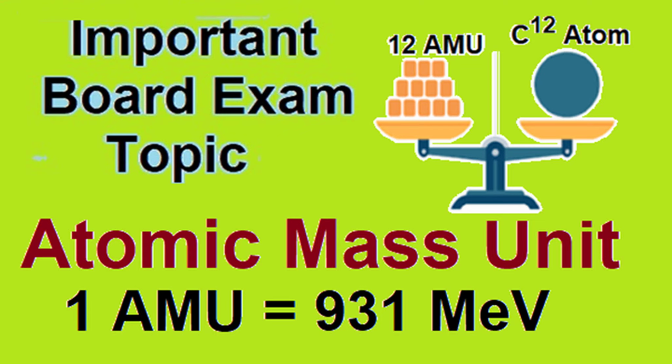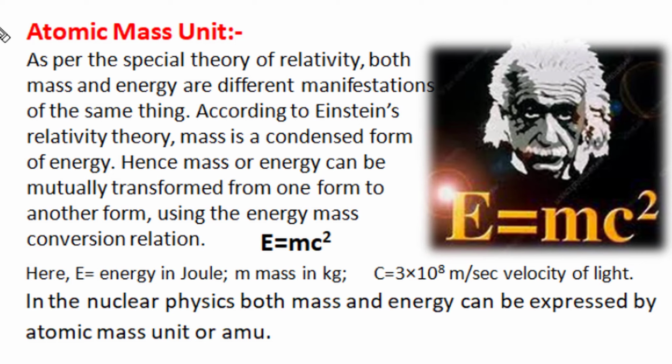Today in our class 12th physics playlist, we will study one important board exam topic of nuclear physics, that is atomic mass unit, and we'll also learn one atomic mass unit is equivalent to 931 million electron volt energy. So let's start the study of atomic mass unit. Let's first understand the significance of atomic mass unit in nuclear physics studies.